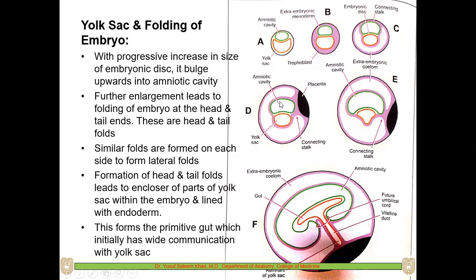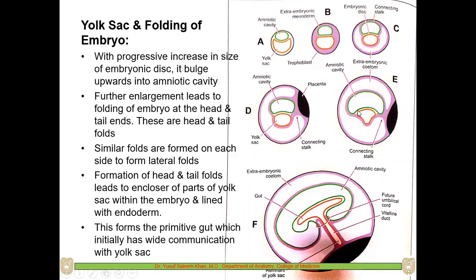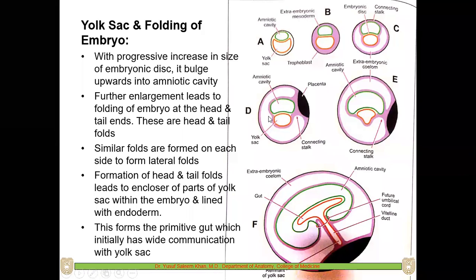With the amniotic cavity becoming larger, and the yolk sac becoming smaller and smaller, it starts bending, folding. So this is called the folding of the embryo. Okay. So the folding of the embryo occurs with progressive increase in the size of the embryonic disc. The embryo itself, this is the embryonic disc, still in the form of a disc. As the embryo grows in the disc formation, it bulges upwards into the amniotic cavity. If you see here, it is bulging into the amniotic cavity. Further enlargement leads to folding of the embryo. If the embryo now starts becoming larger and larger, it starts folding because there is no space.